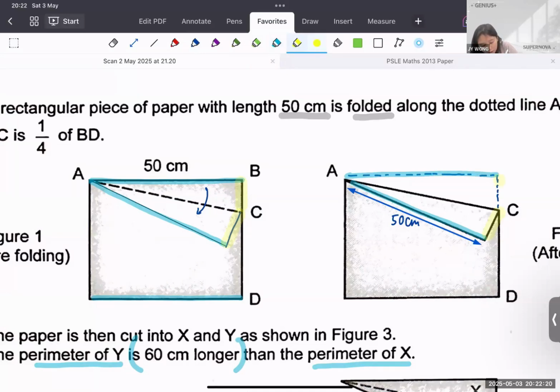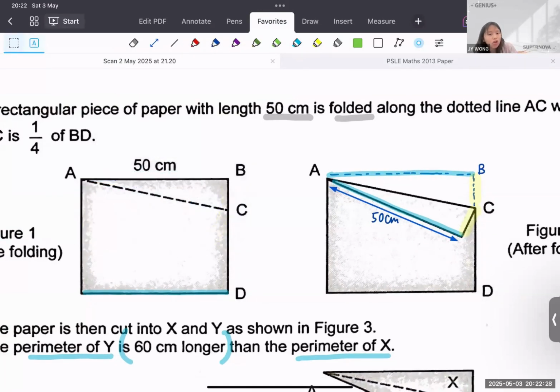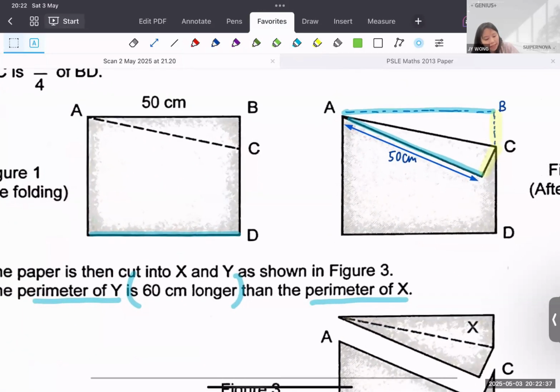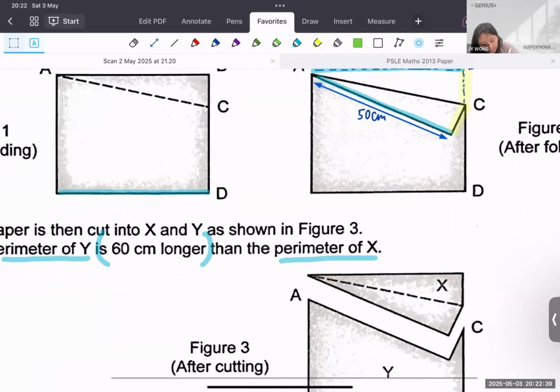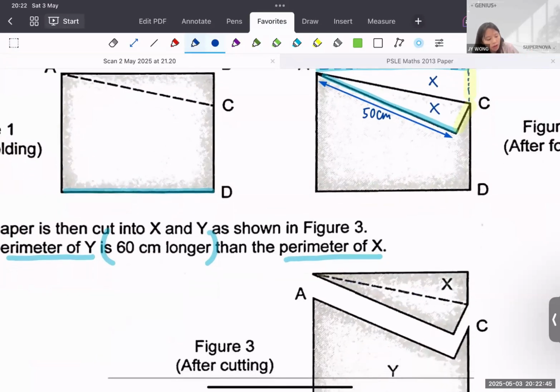And this part here is where it's folded, where your B is. So you can see carefully. Usually I keep the original and then draw a dotted line for the part that has been folded, so it's easier for you to identify the folded part. Now, they say that this is your X. That means when you fold it, this will also be your shape X. And then what else?